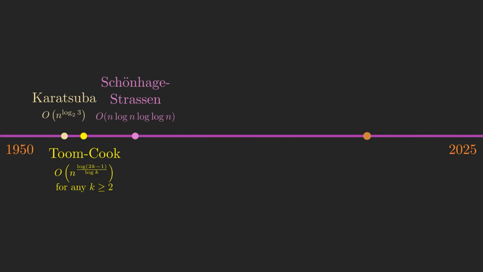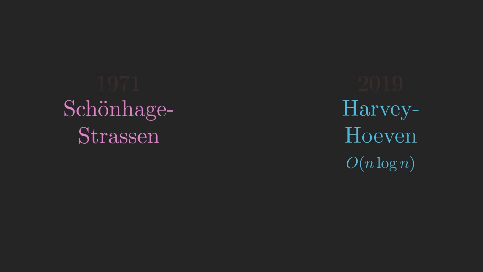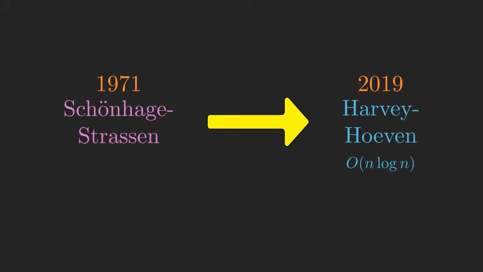Most recently, in 2019, Harvey and van der Hoeven developed an algorithm that matches a conjecture by Schönhage and Strassen that the best possible result is O of n log n, which is a complexity class we didn't talk about in this video. It remains unproven whether there could be an improvement on this.